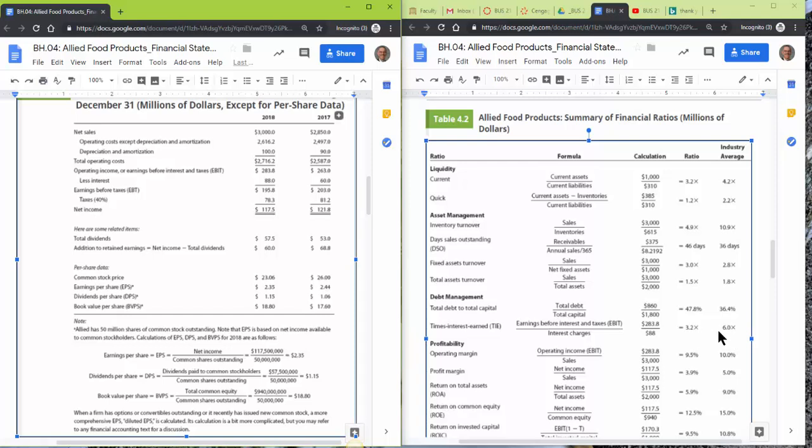As a very general rule of thumb, it's nice to see a times interest earned ratio of at least 6 times, $6 of EBIT for every $1 of interest. That concludes the review of the debt management ratios for the Allied Food Products Company.